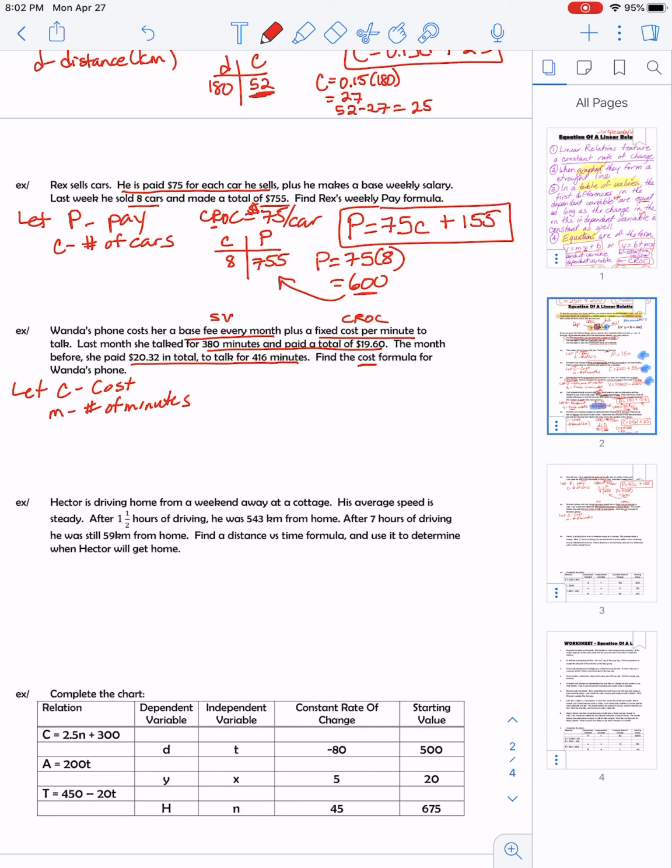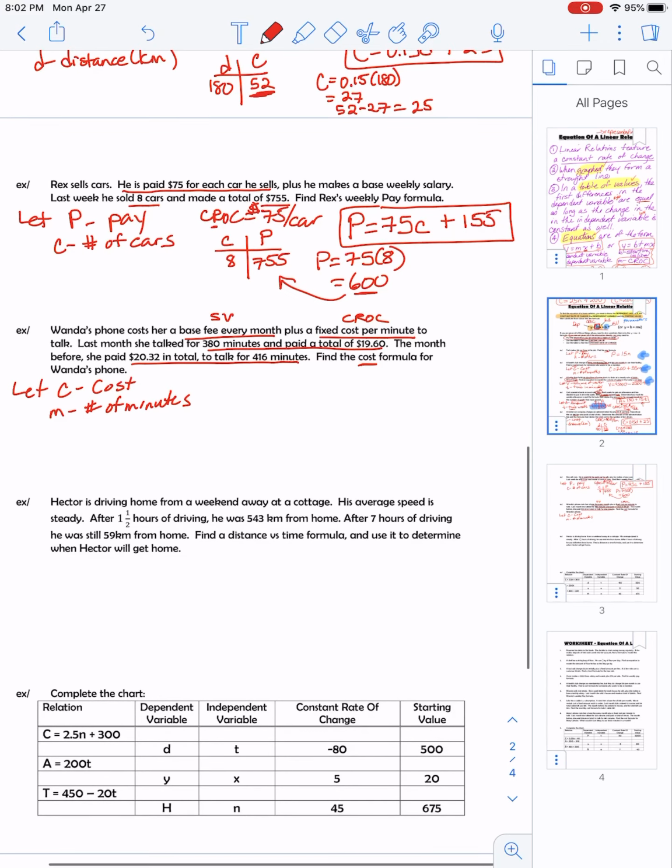I don't know the starting value. I also don't know the crock. So we have cost and how many minutes. We know that if she talks for 380 minutes, the cost is $19.60. And if she talks for 416 minutes, the cost is $20.32.